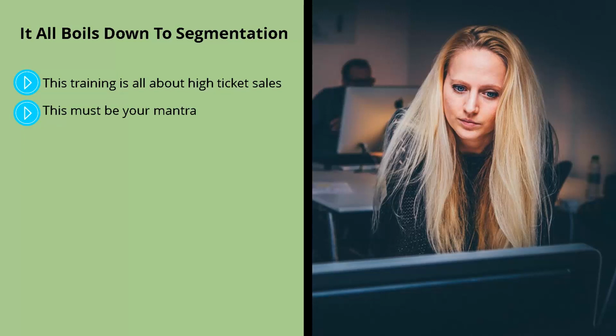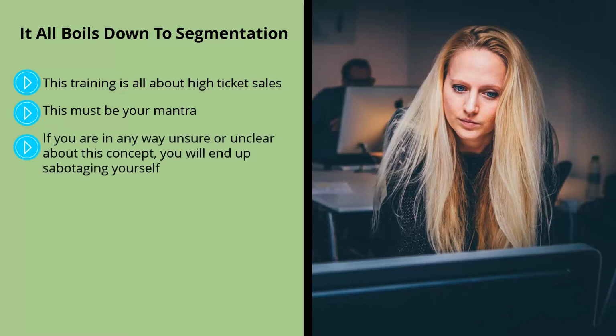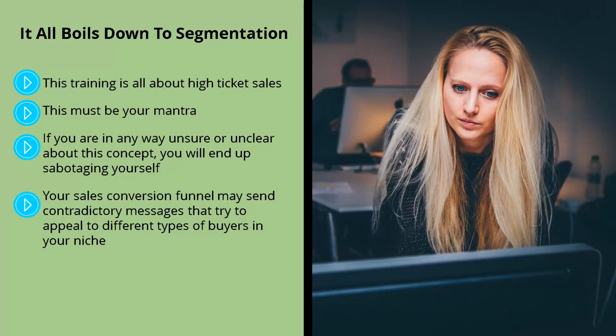This target audience must be your objective. If you are in any way unsure or unclear about this concept, you will end up sabotaging yourself. Your marketing content may not line up with the psychology of high-ticket customers. You end up dropping the ball. Your sales conversion funnel may send contradictory messages that try to appeal to different types of buyers in your niche. Again, when you send such confusing signals, people would end up confused. Let me tell you a simple truth about online sales. When consumers are confused, they can be relied on to do nothing.